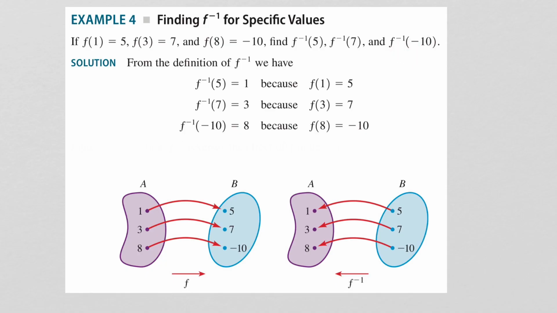So basically, we're just switching the process. So we know that the function is what takes these values over to these values. The inverse function is going to take the values over here back to where they came from. So f inverse applied to the number 5 is going to take 5 back to the number 1. f inverse of 7 is going to be 3, and f inverse of -10 will be 8. So because we know that f takes these values to these values, we know the inverse is just going to take these values back to where they came from.